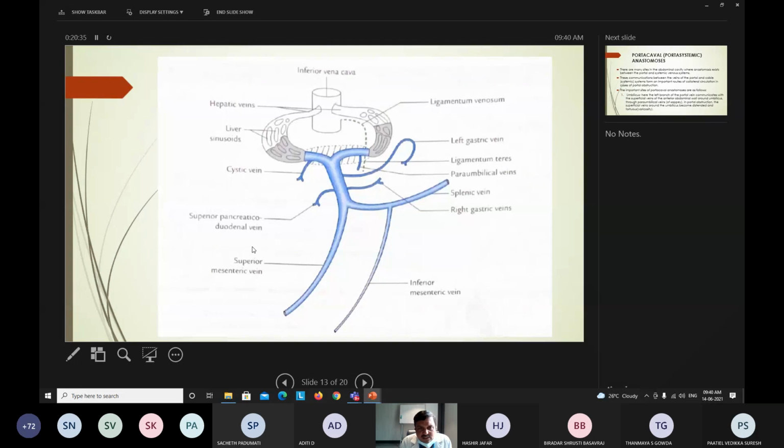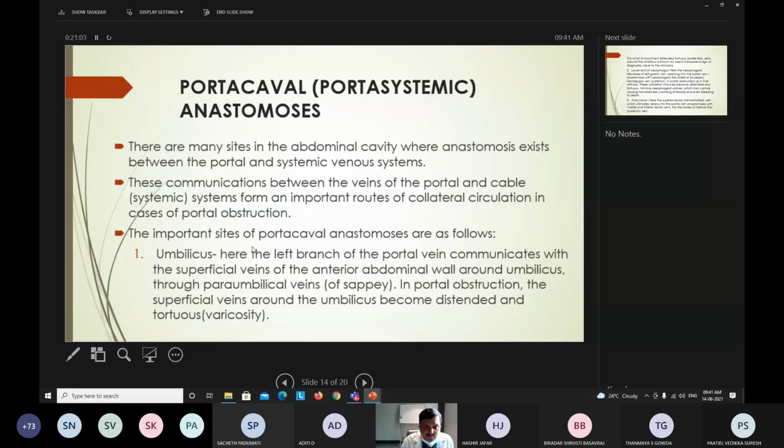These are the tributaries of the portal vein. This is the right gastric vein, this is the left gastric vein, this is the superior pancreaticoduodenal vein, this is the cystic vein, this is the inferior mesenteric vein. This is the ligamentum teres, and this is a paraumbilical vein. So these are the tributaries of the portal vein.